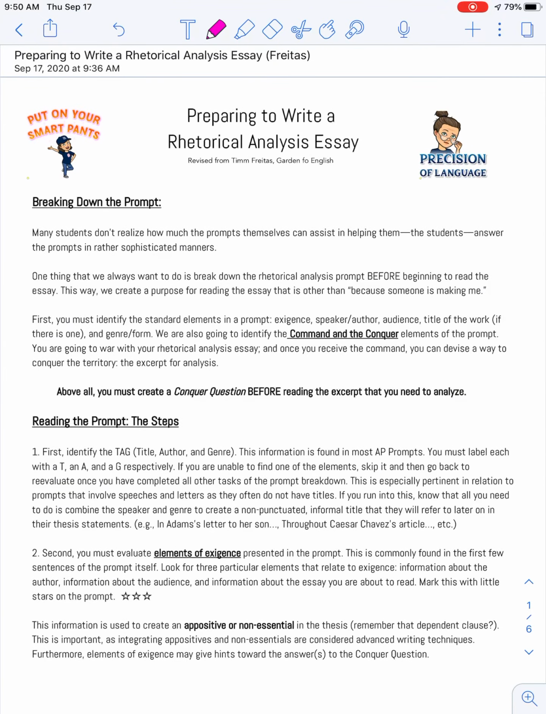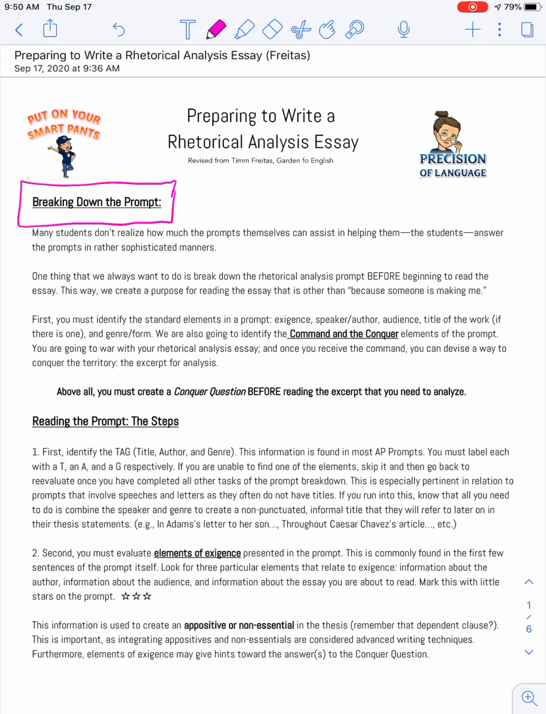So I'm assuming that by now you have read the first 3 pages of this document entitled Preparing to Write a Rhetorical Analysis Essay. So the very first thing that we're really going to stress together is breaking down the prompt, which is something that I understand that you've been doing for a really long time. But one of the difficulties of the rhetorical analysis essay in the prompt is actually figuring out what they want you to answer.